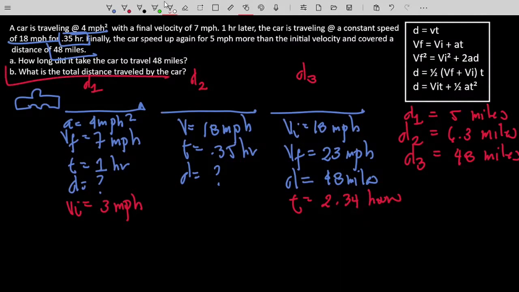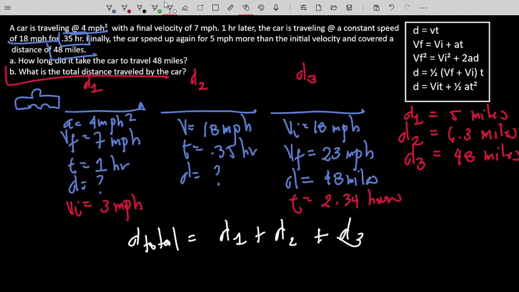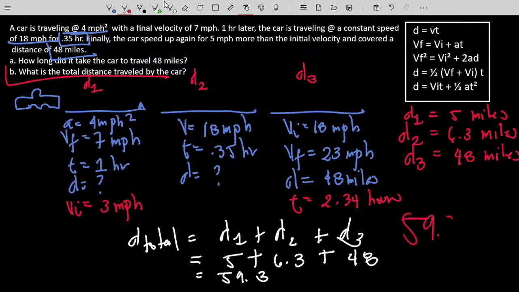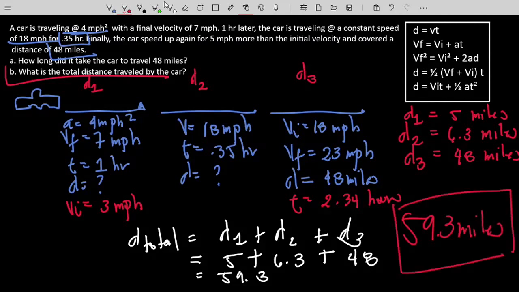Now for the last part, we have to look for the total displacement traveled by the car. Using your formula again, total displacement is actually equal to D1 plus D2 plus D3. Your D1 is 5, plus 6.3, and where your D3 is 48. Now 5 plus 6.3 plus 48, then you should have the value of 59.3. Then this should be our final answer. So therefore, the car has traveled 59.3 miles within 3.65 hours, because we have to add this time, this time, and this time. And that is how you do it.